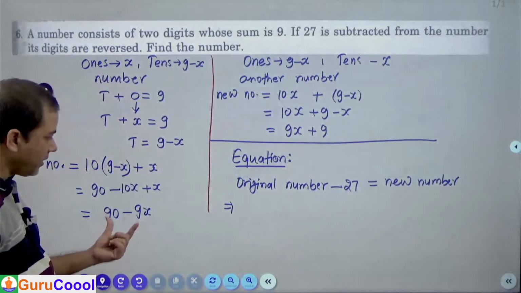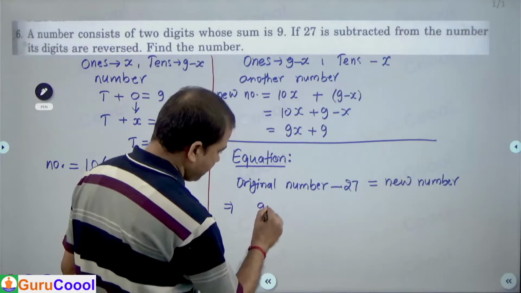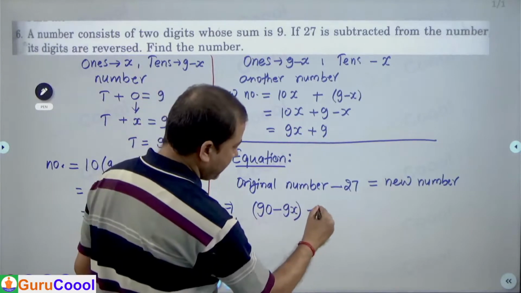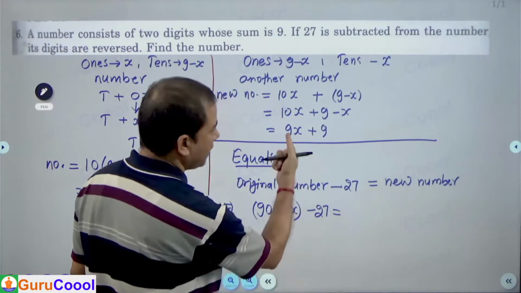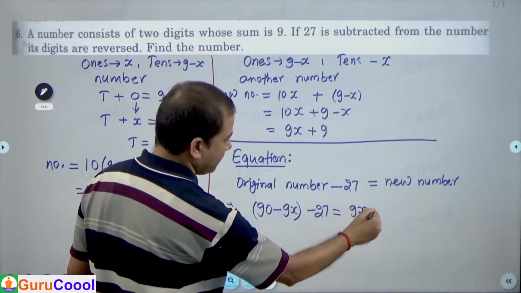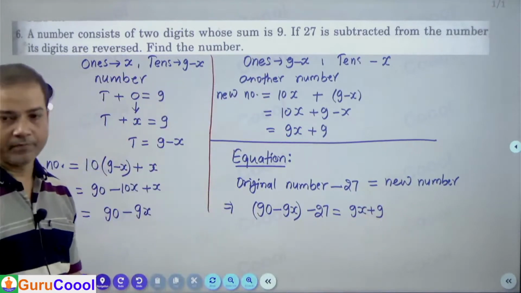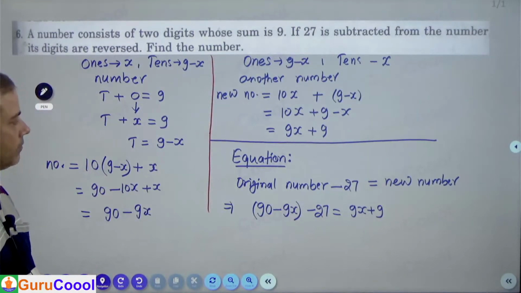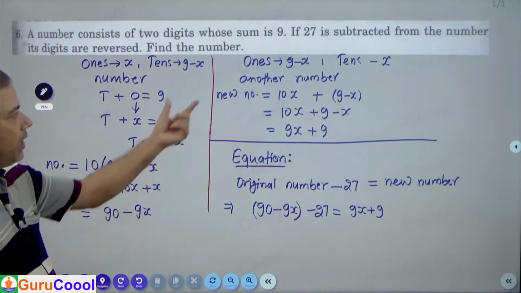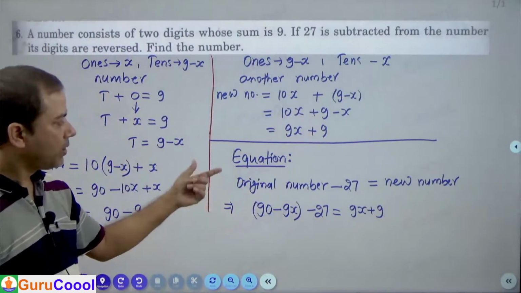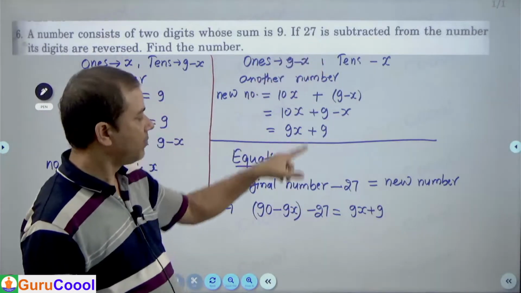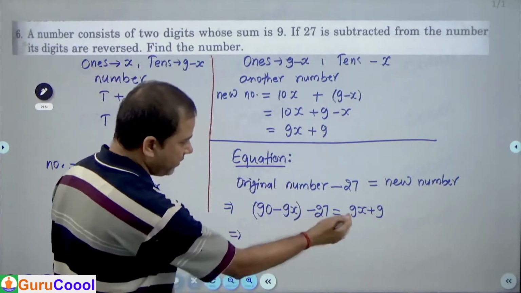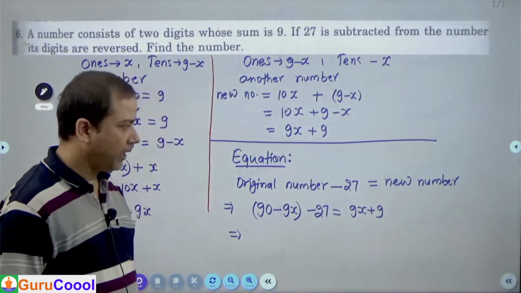Original number means 90 minus 9x. This is the original number. Minus 27, and the new number 9x plus 9 comes on the other side. Equation is set up. Okay, sir. We have created original number, we have created new number, and we put the condition. Condition is given. 27 will be subtracted from original number, new number will come. Now it is the equation, we will solve it to find the value of x.